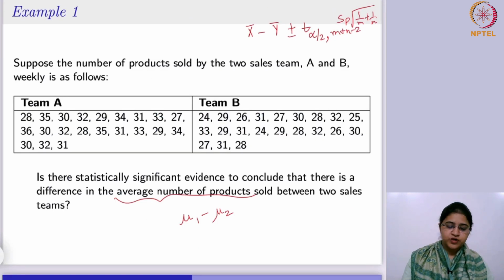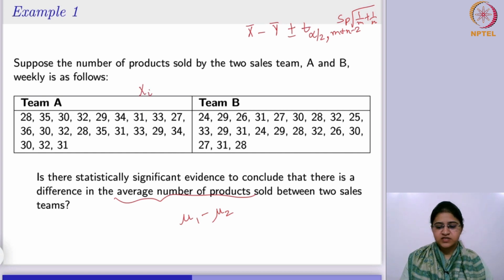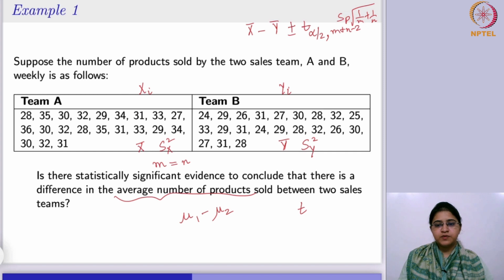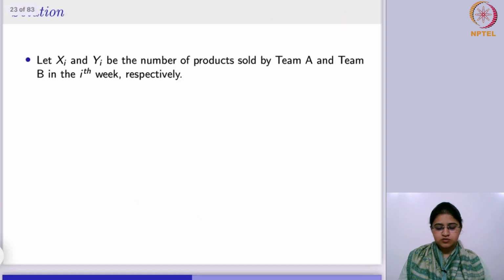So these can be your xi's, the observations coming from team A, and these could be my yi's. If these are xi's, I can calculate x bar and also the sample variance. Likewise, I can calculate y bar and the sample variance for this. M and n are equal in both cases. Also, what do you need? You can consider 95%, so you can look at the t value at alpha by 2.